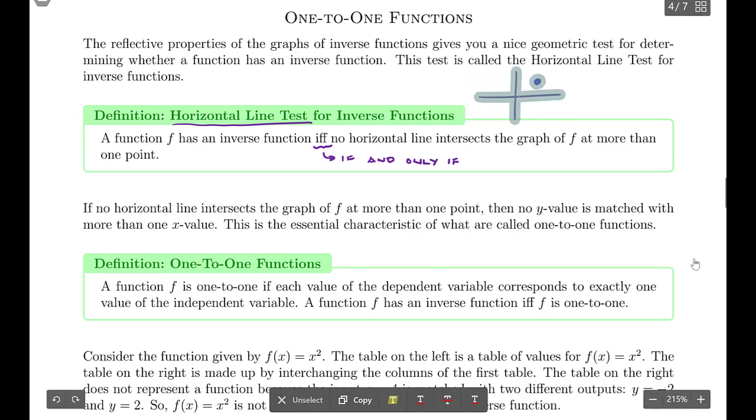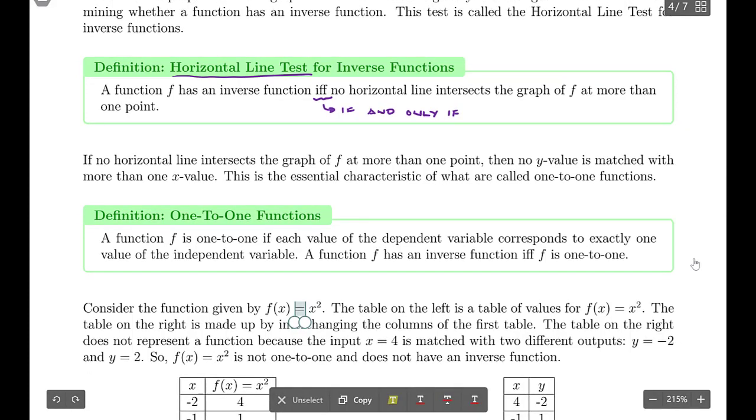But when I restrict the domain to all the x values greater than 0, where it looks like this, if I draw a horizontal line through that, it only intersects at 1 point. That's the horizontal line test. And if a function passes the horizontal line test, that function is considered to be one-to-one.